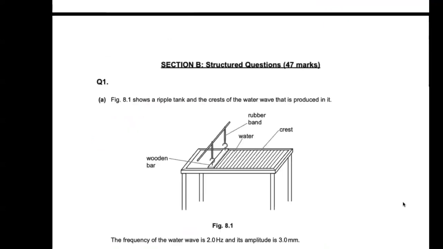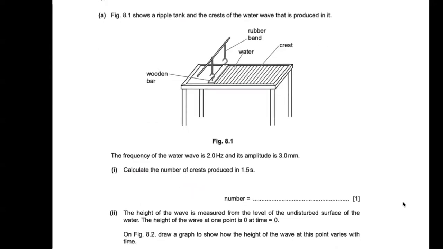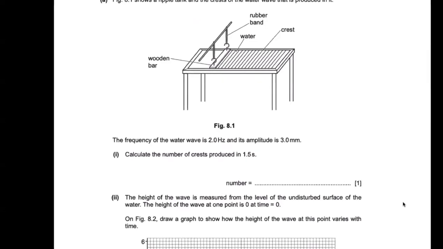That was the MCQ section. Let's get started with the structured questions part. 1A 8.1 shows a ripple tank in the crests of the water wave that is produced in it. Frequency of water wave is given, so I can figure out the time. Amplitude is 3 millimeters. Calculate the number of crests produced in 1.5 seconds. So 2 hertz means that 2 waves are produced in 1 second. So in 1.5 seconds, you would have 3 waves being produced.